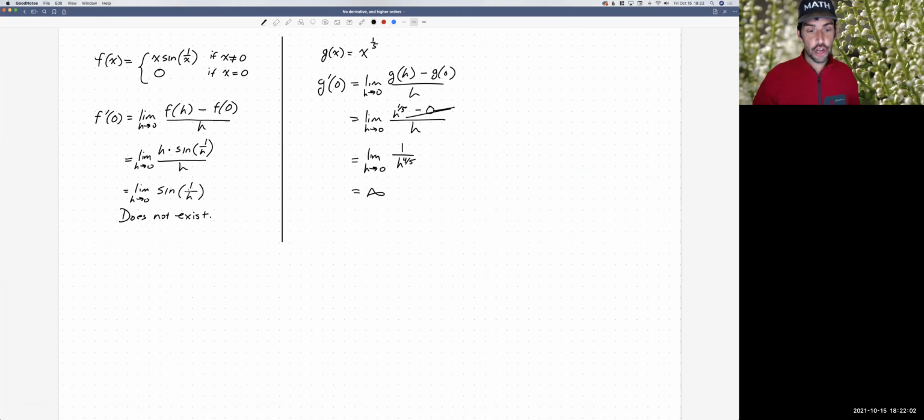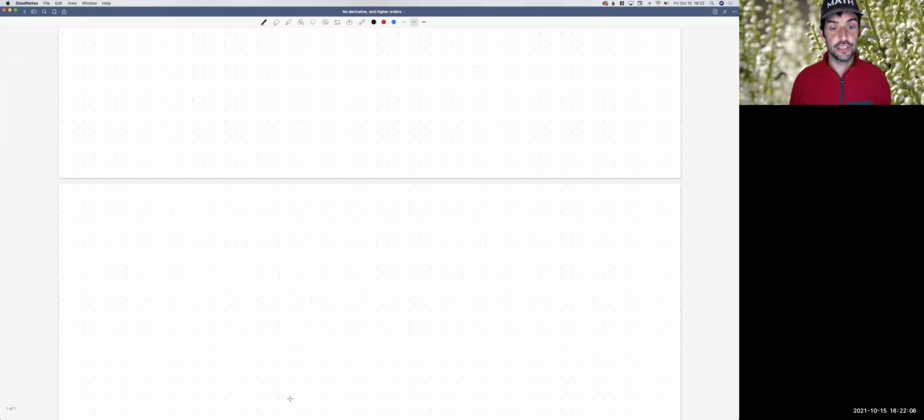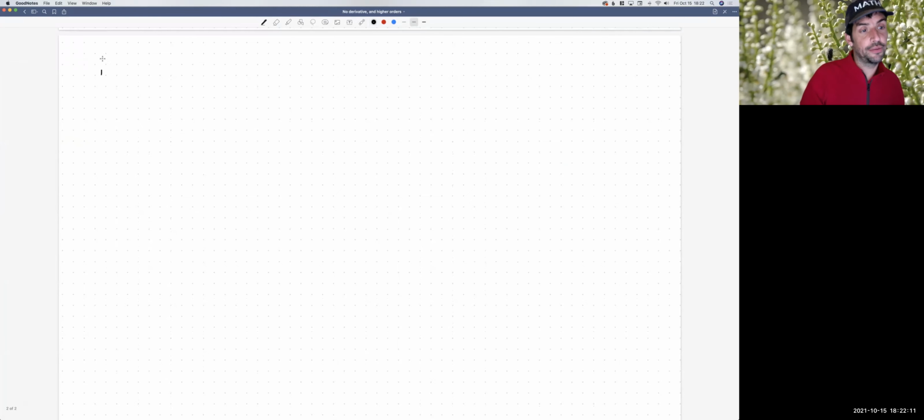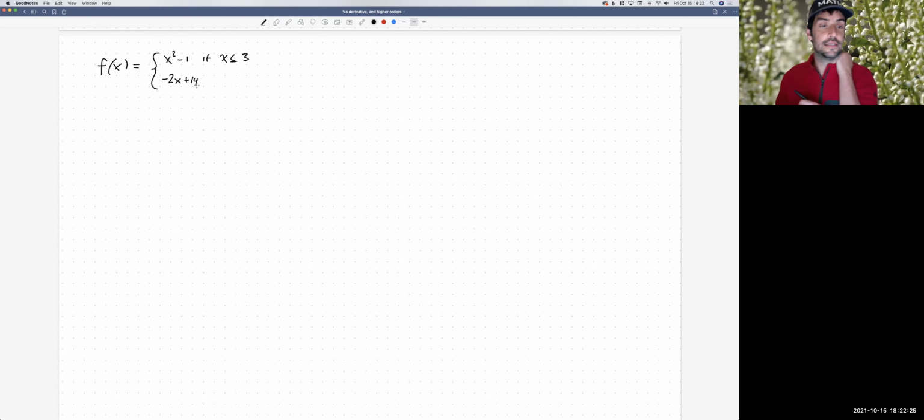Let's go ahead and show algebraically that what I claimed was the case. The original function we had, f of x, was equal to x squared minus 1 if x was less than or equal to 3, and negative 2x plus 14 if x was greater than 3. We saw before that the derivative at x equals 3 doesn't exist by trying to take that limit definition of the derivative. We looked at the limits from both sides and they weren't the same number.